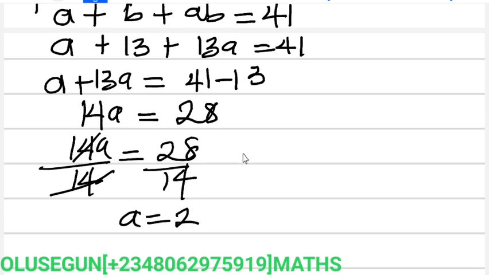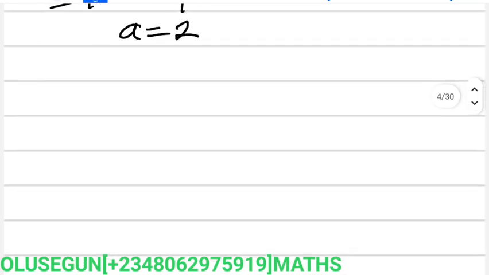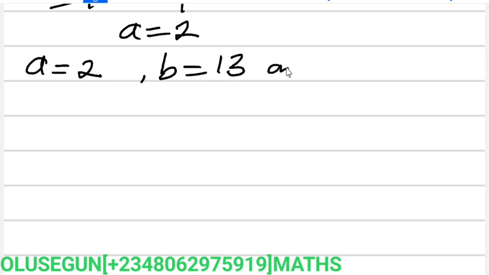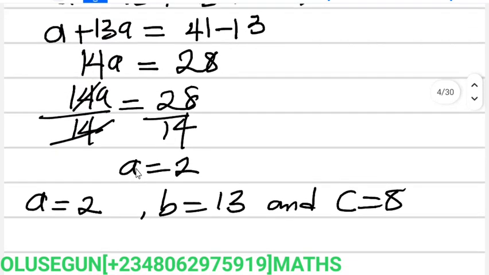So the overall value is a is equal to 2, b is equal to 13, and c is equal to 8. So this is the final value for the equation.